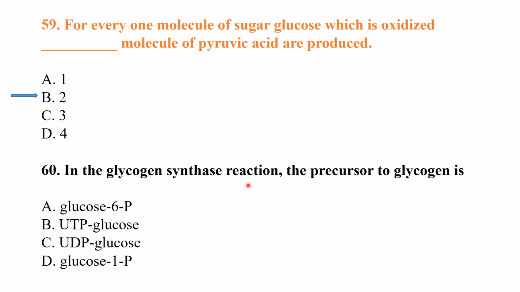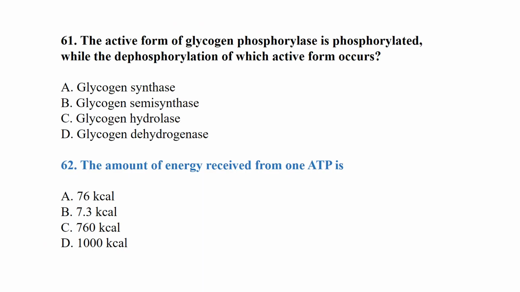In the glycogen synthase reaction, the precursor of glycogen is UDP glucose. The active form of glycogen phosphorylase is phosphorylated, while dephosphorylation of which active form occurs? तो इसमें आएगा glycogen synthase. The amount of energy received from 1 ATP is 7.3 kilocalories.